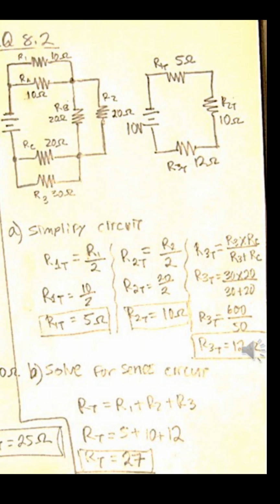And for the third resistor, R3 total, we have two resistors of unequal value. So we can use the product over the sum formula, which in this case is 30 times 20 divided by 30 plus 20, which is 600 over 50, which is 12 ohms. So we have simplified our resistors. Now we solve for this series circuit resistance, since that is the goal. Resistance total equals R1 plus R2 plus R3, in this case 5 plus 10 plus 12 ohms, which is 27 ohms. So your resistance total is 27 ohms.